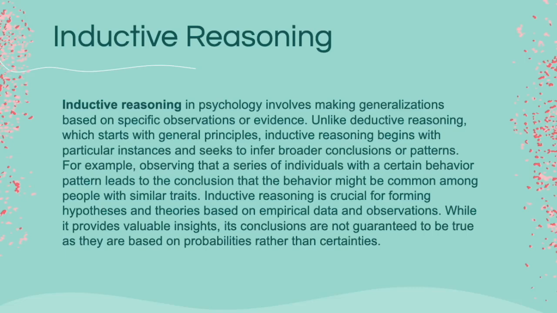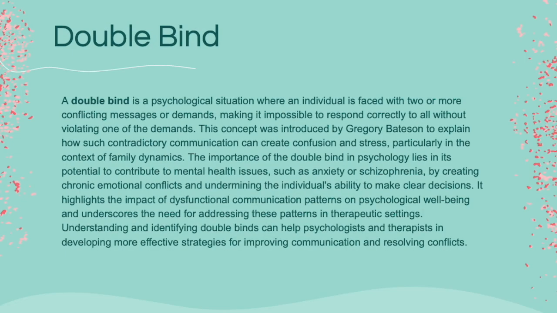Double bind. A double bind is a psychological situation where an individual is faced with two or more conflicting messages or demands, making it impossible to respond correctly to all without violating one of the demands. This concept was introduced by Gregory Bateson to explain how such contradictory communication can create confusion and stress, particularly in the context of family dynamics.